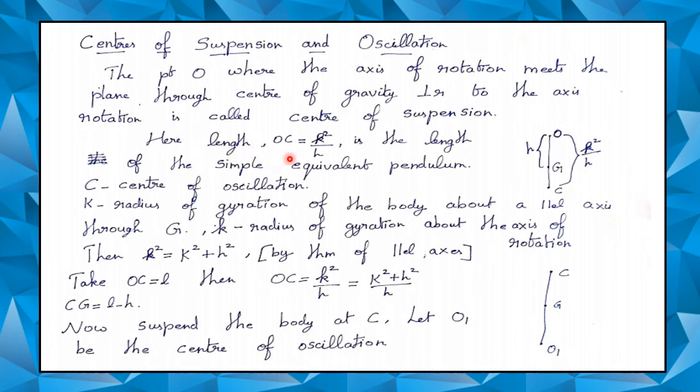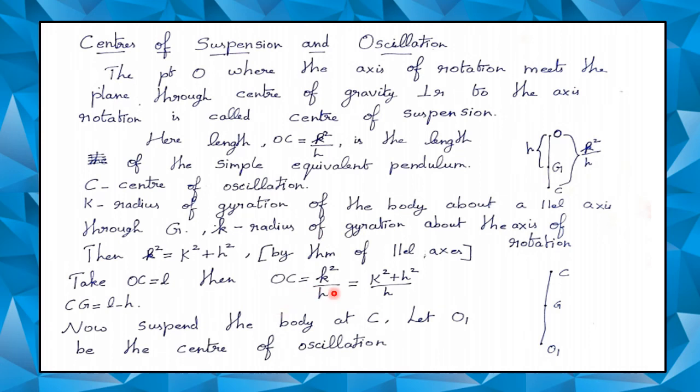So now we take the length OC equal to k square by h. This is the length of the simple equivalent pendulum. Here C is the center of oscillation and capital K is the radius of gyration of the body about a parallel axis through G, and small k is the radius of gyration about the axis of rotation. By the theorem of parallel axis, small k square is equal to capital K square plus h square, where h is the distance OG, that is, the distance between the center of suspension and the center of gravity.